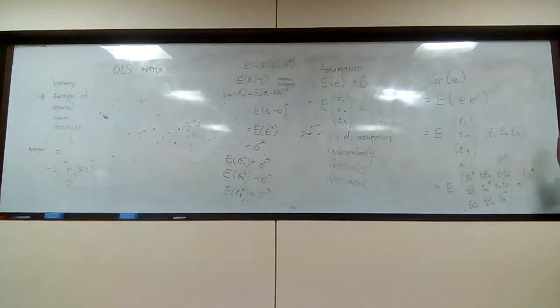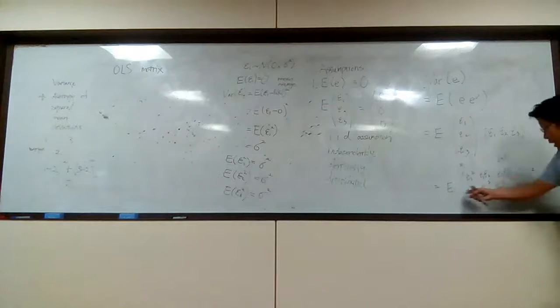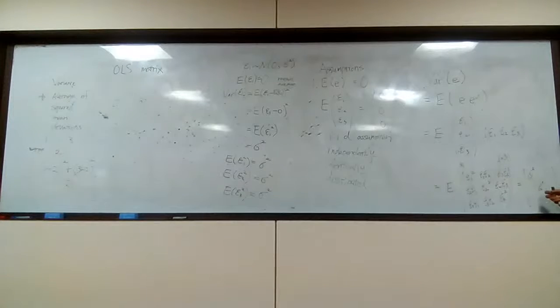The distribution is identical. Coin number 1, coin number 2, coin number 3, different coins, but anyway, they have the same distribution. Expected value of epsilon 2 squared, that is sigma square. Okay? Expected value of epsilon 3 squared, that is sigma square. Okay?